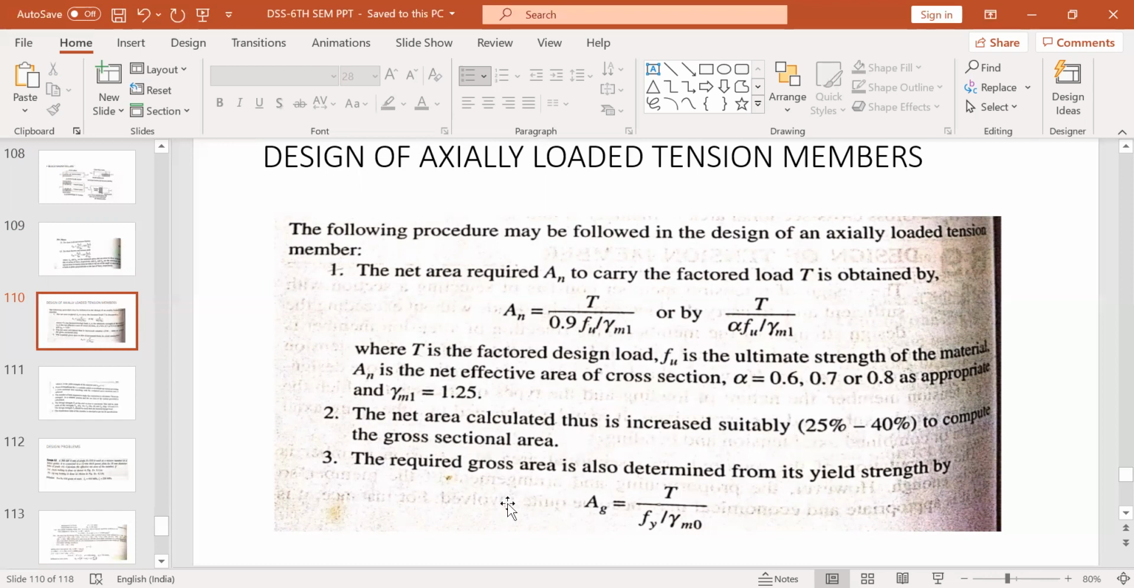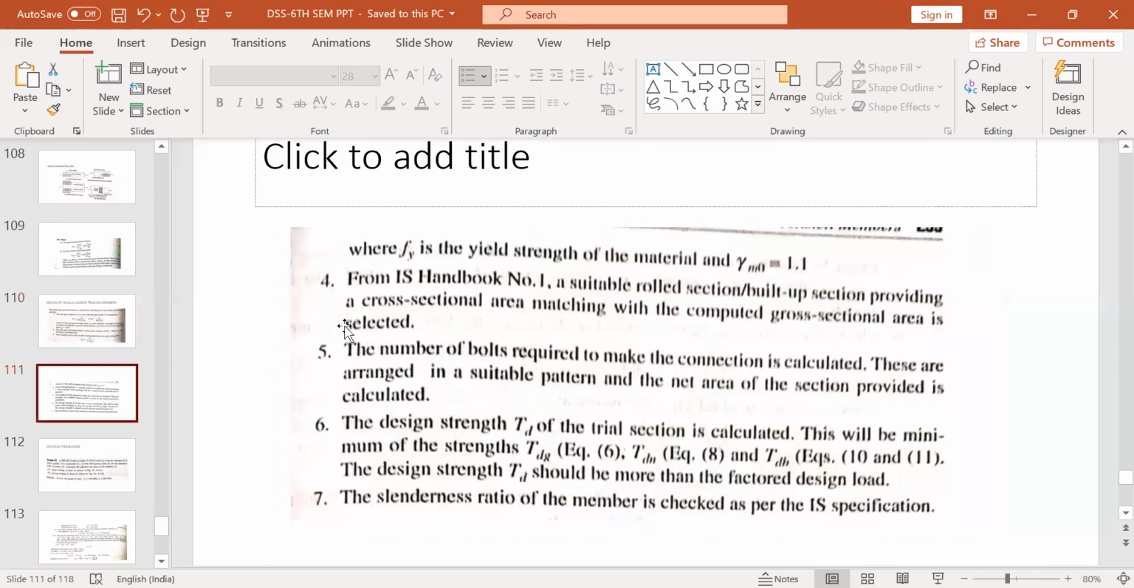Okay, so you have calculated the gross area. Now this is the gross area that is required. Now find out the gross area calculated from the gross sectional yielding formula. So this is T by Fy by gamma m0. Now find what is the gross area, where Fy is the yield strength of the material, gamma m0 is 1.1. You found out what is the gross area.